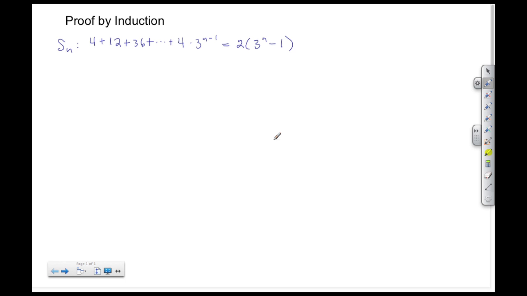In today's video we're going to prove this expression for this series is true by using induction. Basically, we want to prove that the expression is true for all positive values of n.